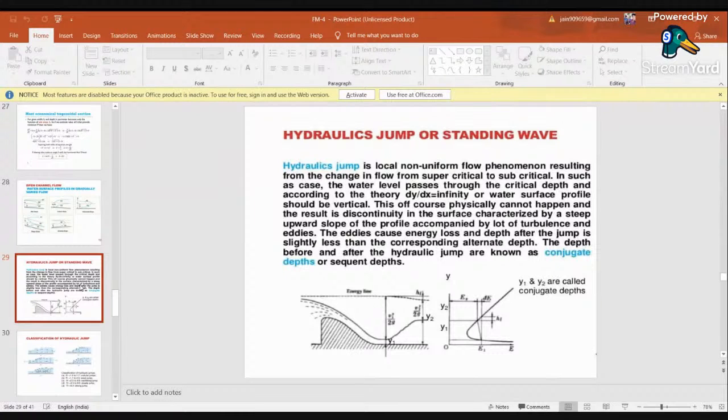It is also called the standing wave. When the depth of flow of water changes from supercritical to subcritical state, here at y1 the depth is lesser, and your flow is supercritical. That is, your Froude number is greater than 1. But because of the sudden change in the energy of the water or the water depth, it changes its form to subcritical state. That is, Froude number is lesser than 1. So the flow is changing its form, and because of this, the hydraulic jump is happening.